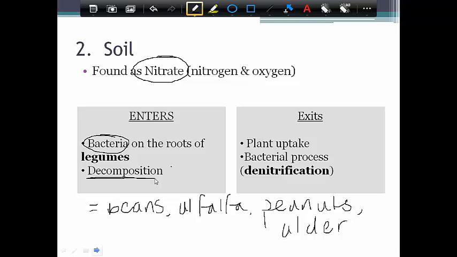How do we get nitrogen out of the soil? Well, plants can take nitrogen from the soil through their roots. And then remember, there's that bacterial process again, denitrification, that can send the nitrogen back into the air from the soil. So again, bacteria showing up an awful lot. I'm going to erase this and move on if you need to pause.